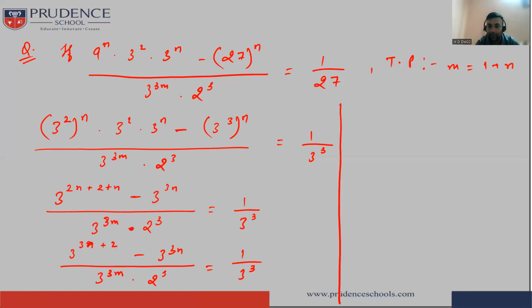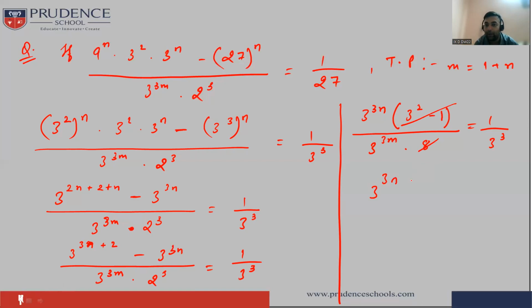And now if we take common 3 raised to power 3n here, you will get 3 square minus 1 upon 3 raised to power 3m, और 2 cube को हम 8 लिख सकते हैं, equal to, this will become equal to 1 upon 3 raised to power 3. So 3 square is 9 minus 1 becomes 8. So ये पूरा इससे कैंसिल हो जाएगा और ये आपका आ जाएगा 3 raised to power 3n minus 3m is equal to 3 raised to power minus 3.